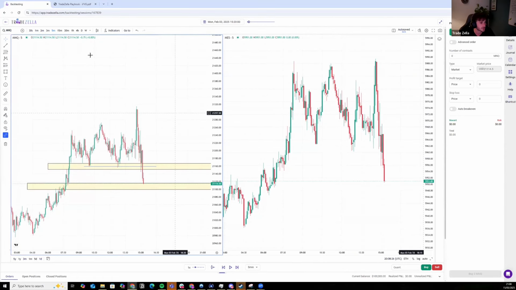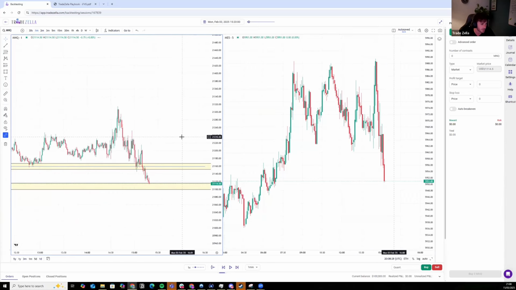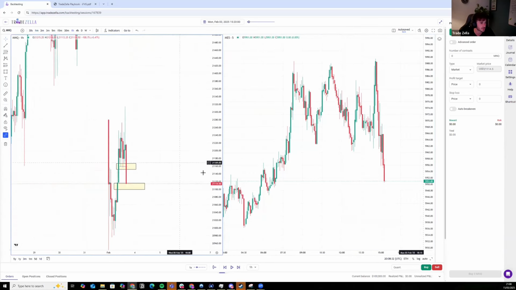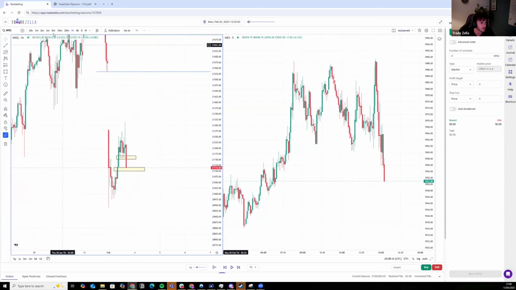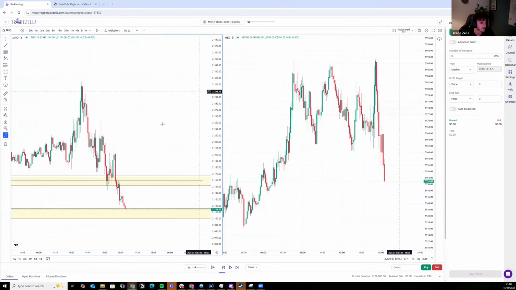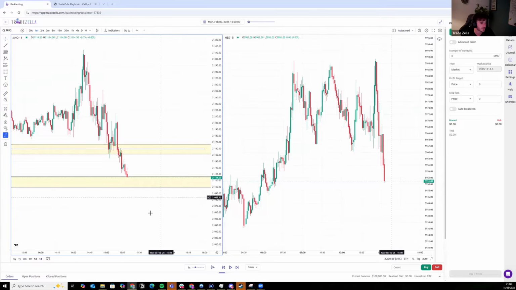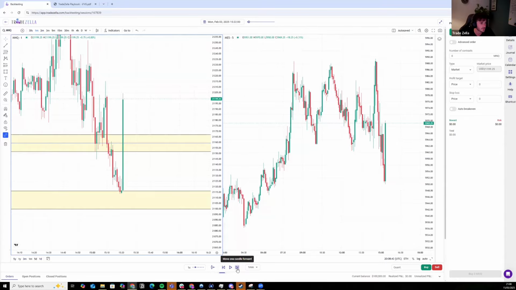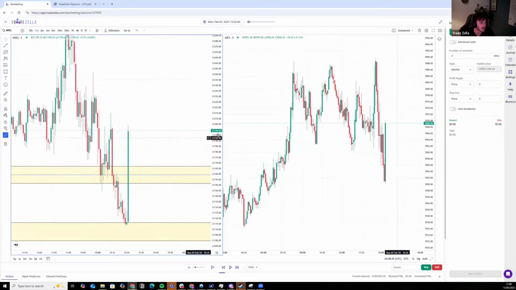Okay, we do tap into that fair value gap. So now this is where the model comes in, right? Now I want to start to look for an entry. We've taken out those lows, we've tapped into this fair value gap, and we've still got our bullish bias. If we don't get the IFVG model present here, then we've got no trade. So we absolutely missile up from there.